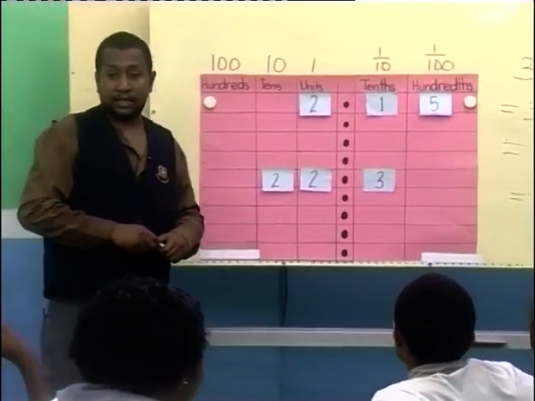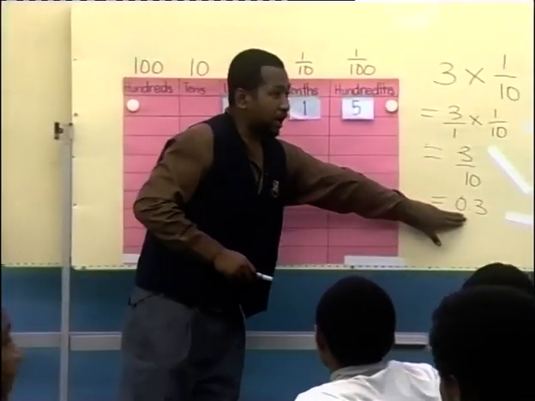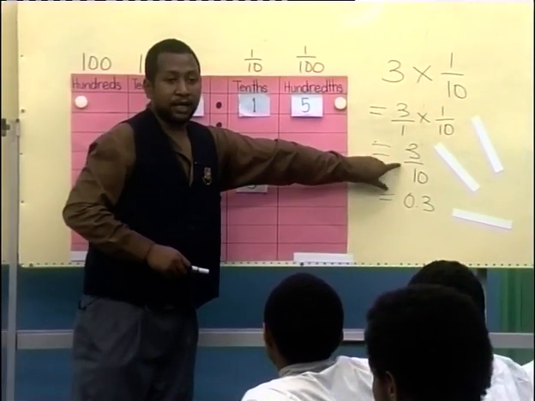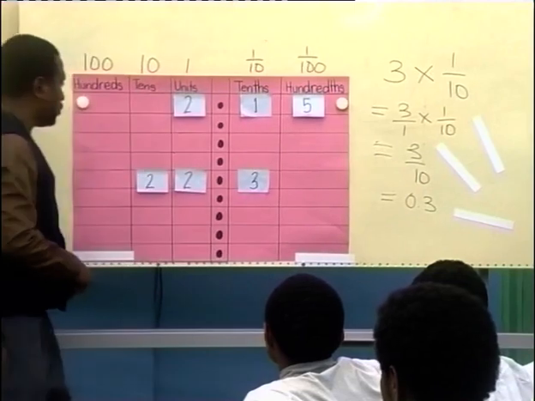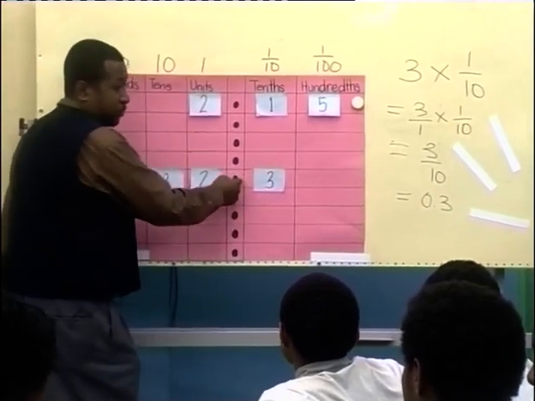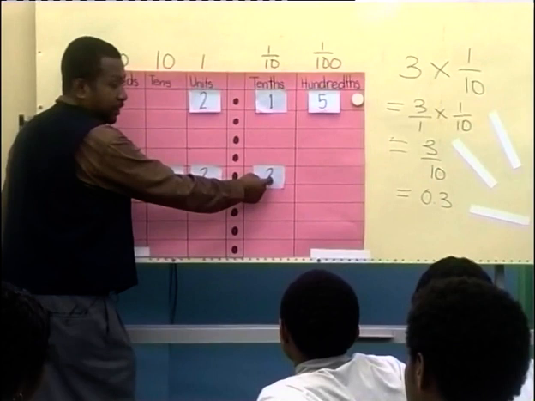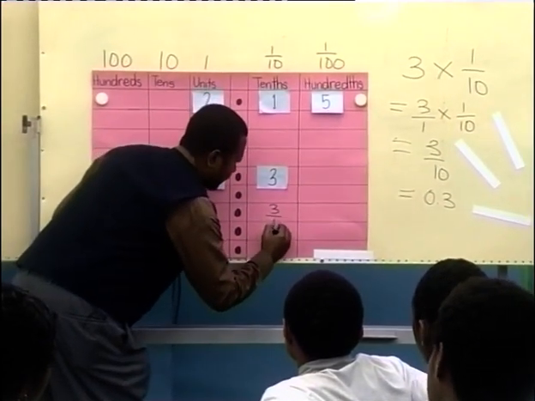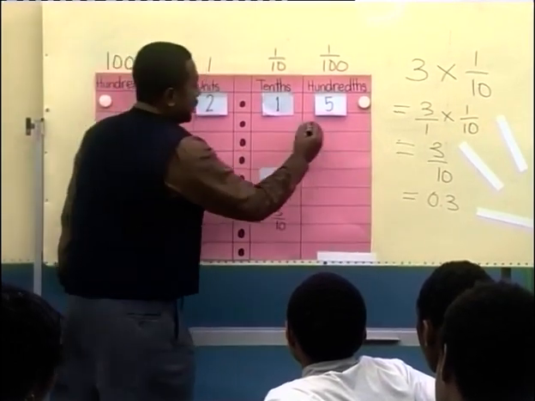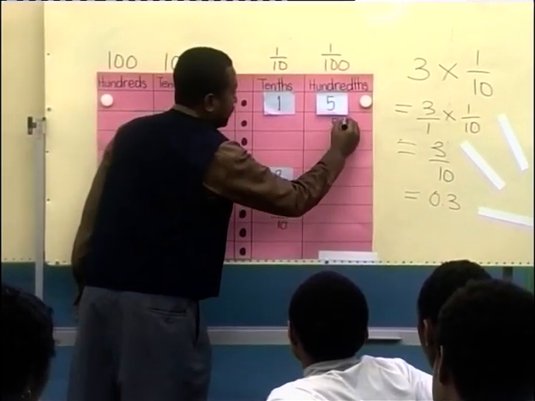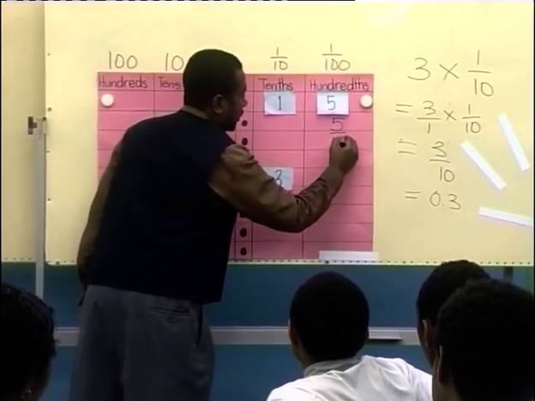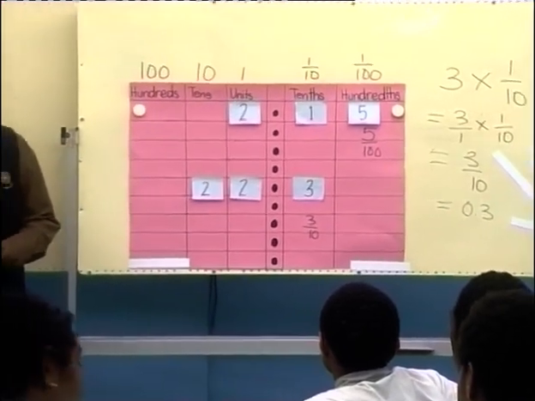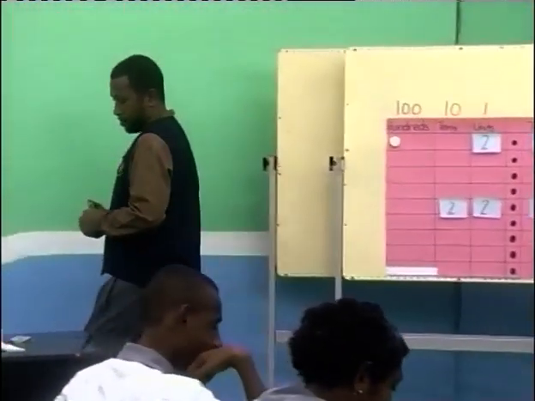Now, class, these decimal numbers can also be written as fractions. So, decimal numbers like 0.3 can also be written as 3 over 10. Can you see that? And also 5 over 100. Okay? Is that clear? Now, this is what we are going to do.